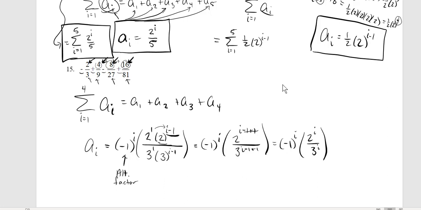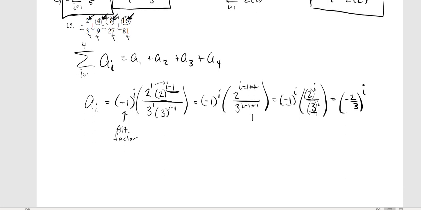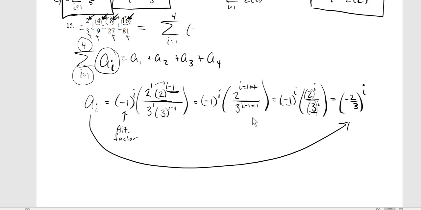So now, what do I really have? I've got a bunch of different factors all raised to the i power. I've got a -1 to the i power, I've got a 2 to the i power, I'm dividing by a 3 to the i power. You can put all this together as -2/3 to the i power. Cleaned up dramatically, right? So it's easy to write our sum now. This sum we started with is the sum from i equals 1 to 4 of our a_i value, which we said is quantity -2/3 to the i power.